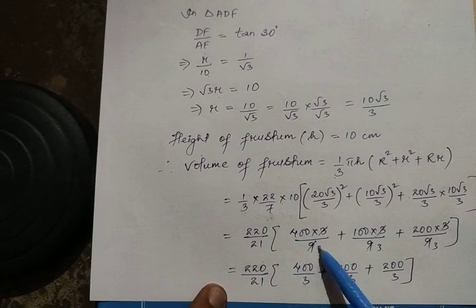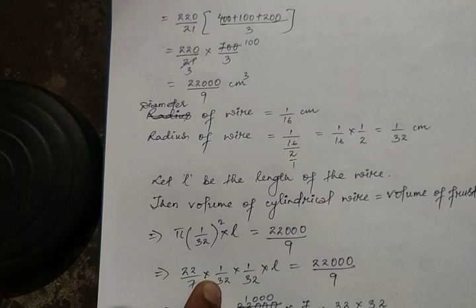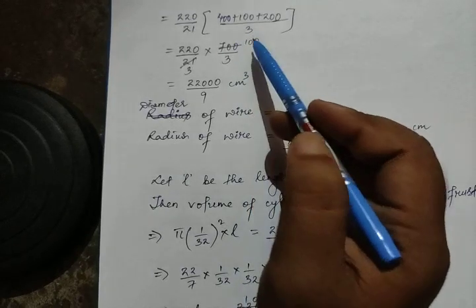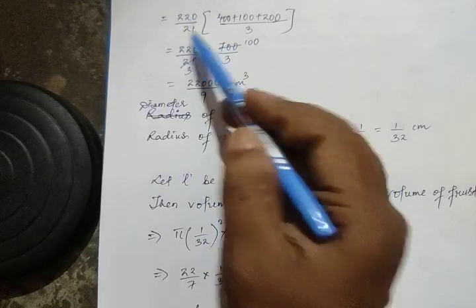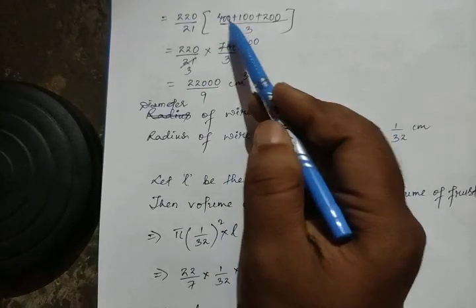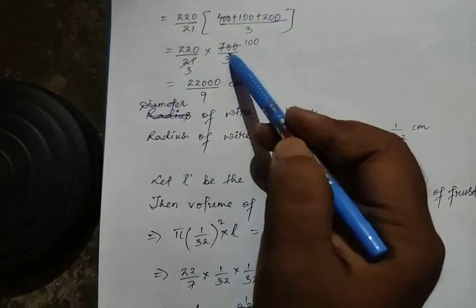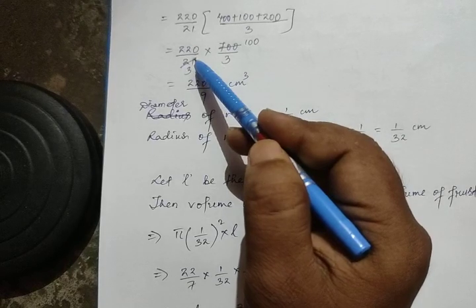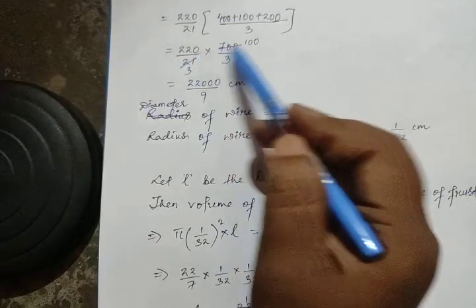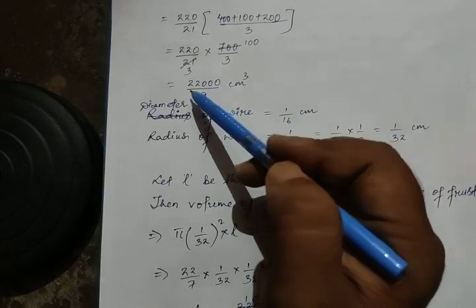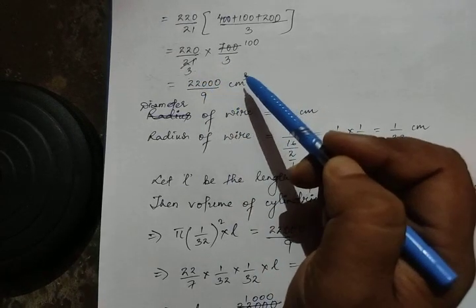So 400 by 3 plus 100 by 3 plus 200 by 3, right? Then we have taken LCM. Since all the denominators are 3, the LCM will be 3. So we just have to add the numerators. So 220 by 21 into 400 plus 100 plus 200. If we add all this, we'll get 700, by 3. So here we can cancel with 7. 7 threes are 21, and 7 into 100 is 700. So if we multiply 220 into 100, that is 22,000, divided by 3 threes are 9. So this is the volume of the frustum.